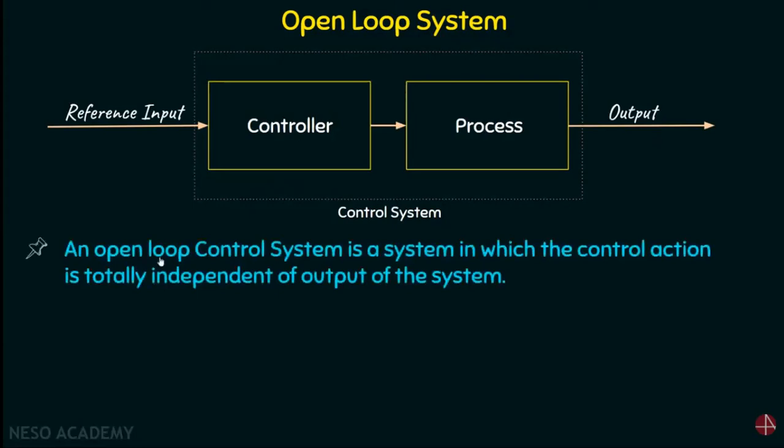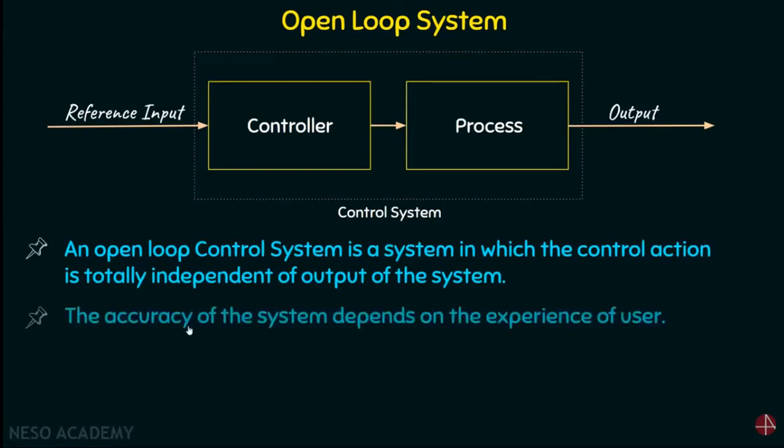An open loop control system is a system in which the control action is totally independent of the output of the system. This point simply says that the input to the system is totally independent of the output. It means that we don't have a feedback signal that tells us how to vary the input, when to increase or decrease the input signal in order to get the desired output. In that case, the accuracy of the system depends on the experience of the user.